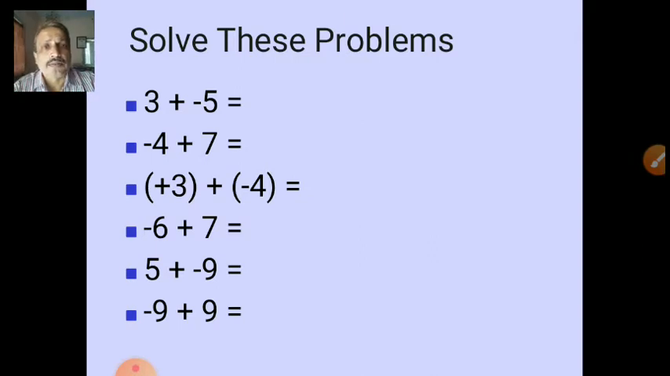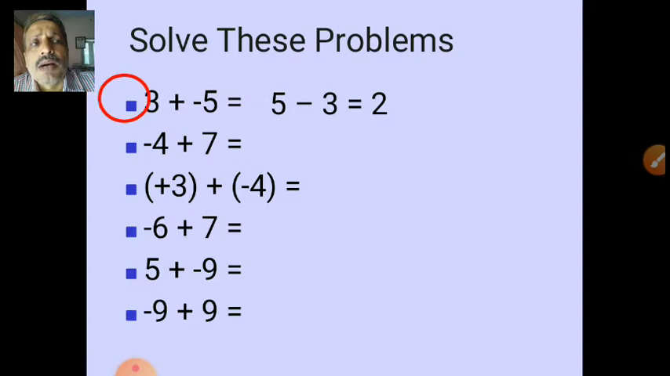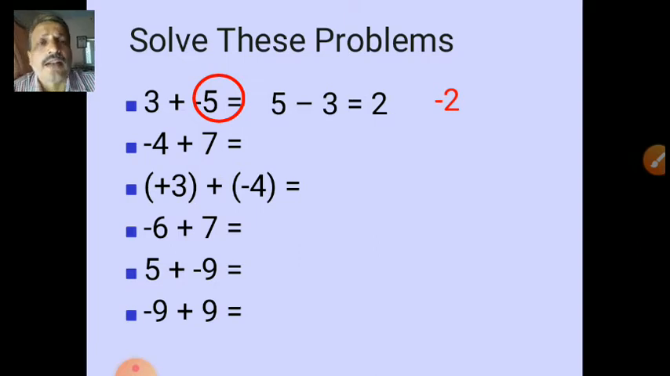But here, wait, which number is bigger? Yes, 5. And 5 has which sign? Negative. The answer is minus 2. Yes, put the sign of the bigger number. Here the bigger number is 5. That's why the answer is 5 minus 3, answer is 2. But 5 is a bigger number and it is a minus sign. That's why the answer is minus 2. Final answer in red color. Minus 2. Yes, correct.